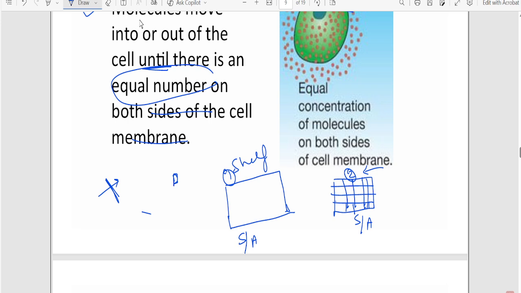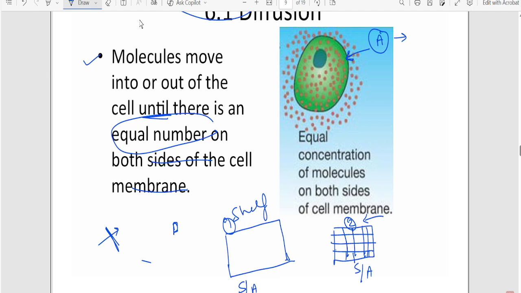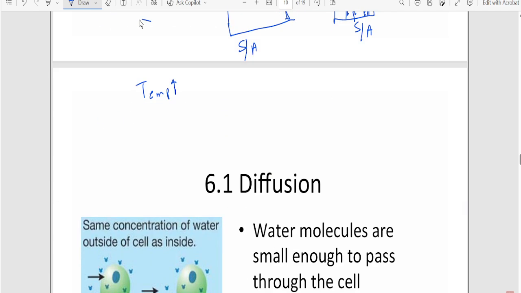Then temperature. Higher temperature would increase kinetic energy, right? Like if you boil water, the water molecules start moving because as we give heat energy, it transfers into kinetic energy. So as temperature increases, the particles would gain kinetic energy and diffuse faster, right? So these are the factors that affect diffusion.